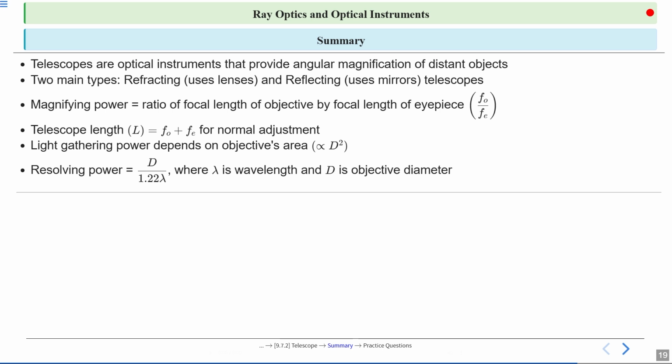Finally, let's discuss resolving power, which is given by d by 1.22 lambda, where lambda is the wavelength of light and d is the diameter of the objective. This tells us how well the telescope can distinguish between two close objects, which is essential for detailed and finer observations.